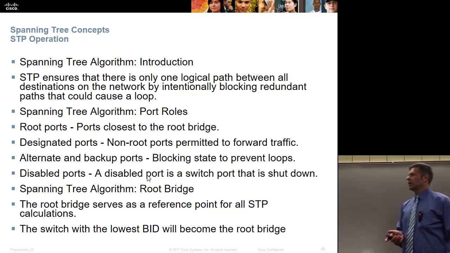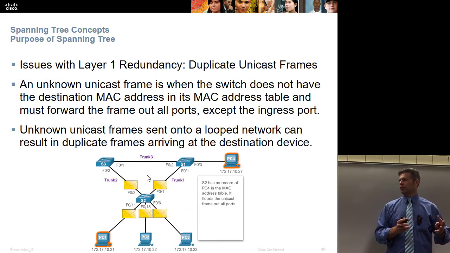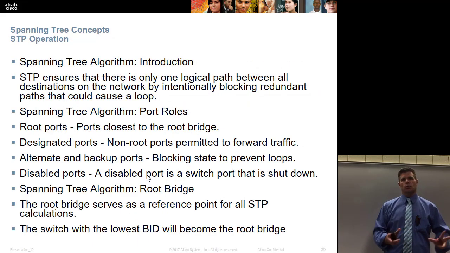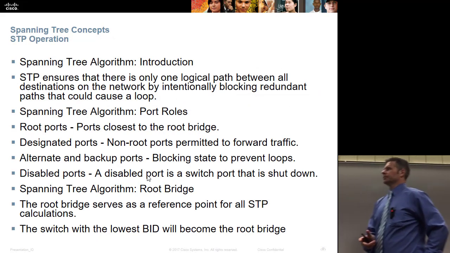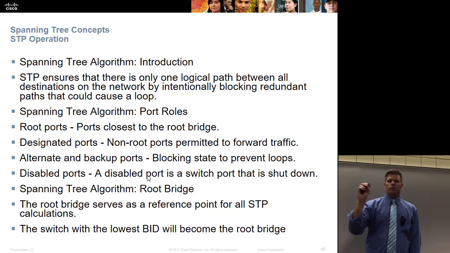The way we do that is we block one of those loops. So one of those trunks, we say, that one doesn't work anymore. Turn that one off. So when you set this up, you will assign roles to ports.